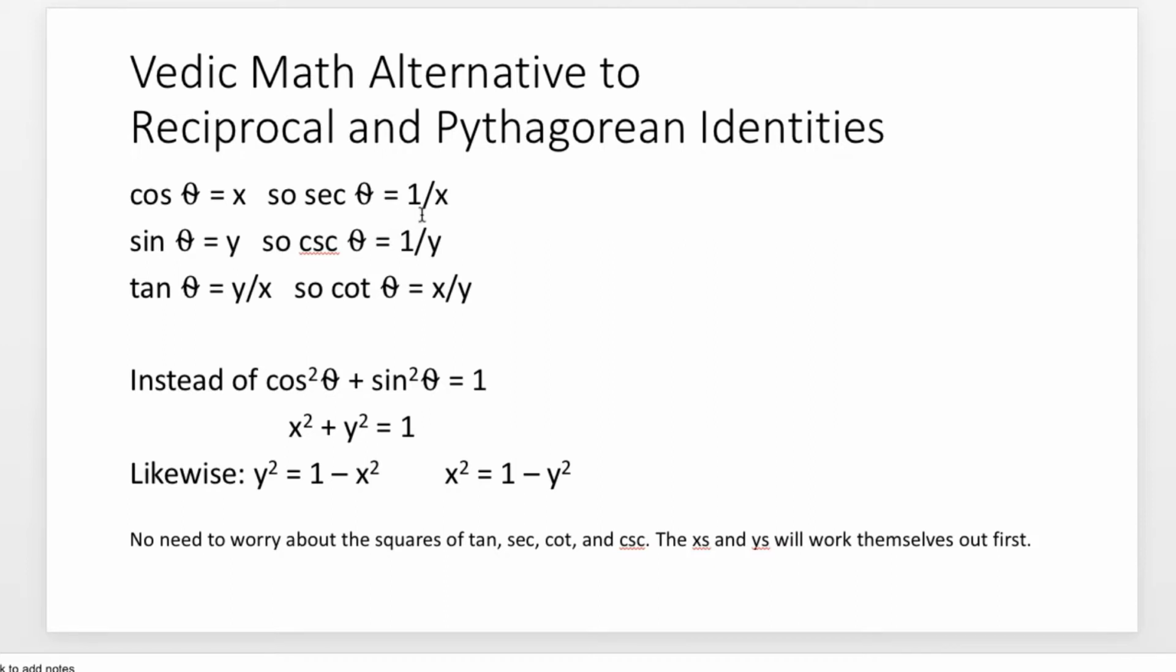The secant is just the cosine reciprocal, cosecant the sine reciprocal. See how simple this is when you make it into variables? Vedic also takes the basic Pythagorean theorem of the unit circle and just makes it the variables. And likewise, transposing and isolating. And those scary ones, 1 plus tan squared equals secant squared, or 1 plus cotangent squared equals cosecant squared, it never seems to get to that point. The x's and y's always seem to work themselves out, so you don't have to memorize all this stuff. So this is a very brief introduction, and we're going to get started with the nitty-gritty right now.